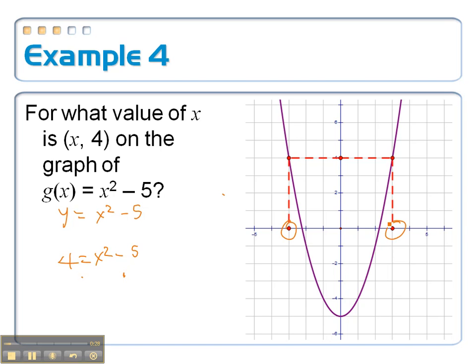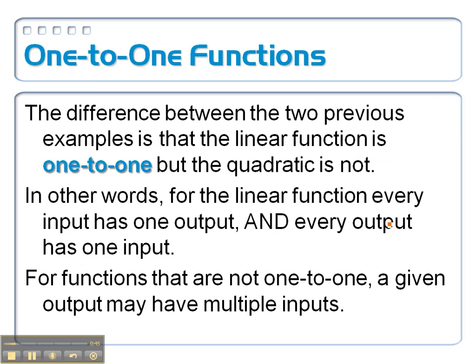I have 2 outputs, or 2 inputs. So the question is, well, which one of those was the one that I wanted? Either one would work. The difference is that this one is not a one-to-one function like the linear one is. Okay, so the difference between these is that the first one, the linear one, is a one-to-one function.